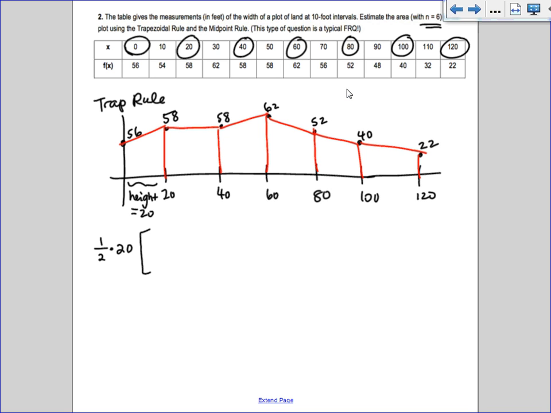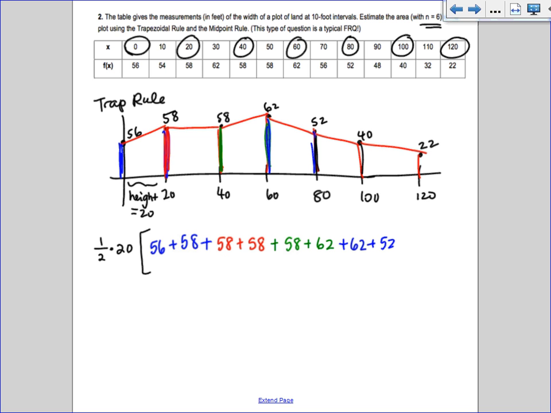And the first trapezoid is going to be this height, 56, plus this height, which is 58. And then the next trapezoid is going to be 58 and 58. And then the next one's going to be 58 and 62. And then the next one's going to be 62 and 52. And then the next one's going to be 52 and 40. And then the last one's going to be 40 and 22.